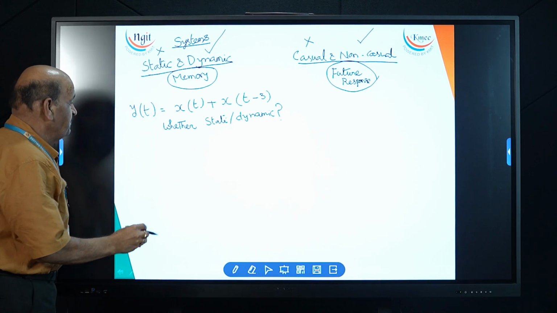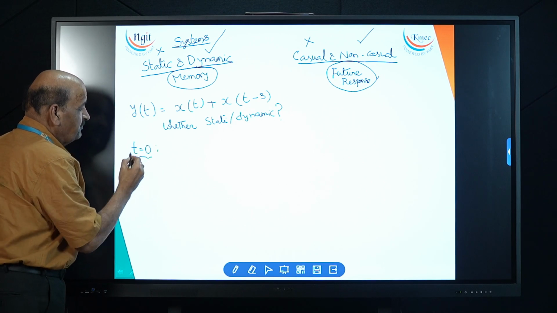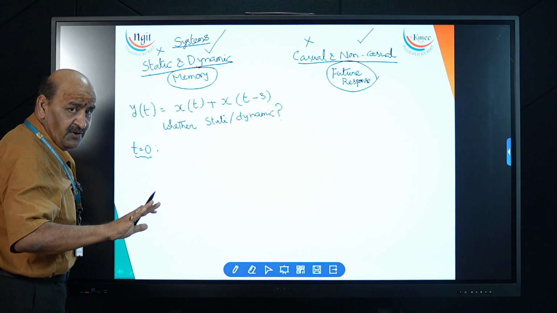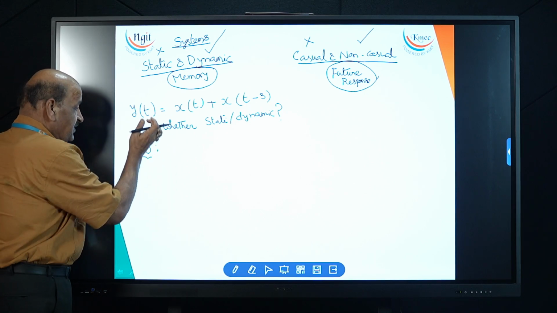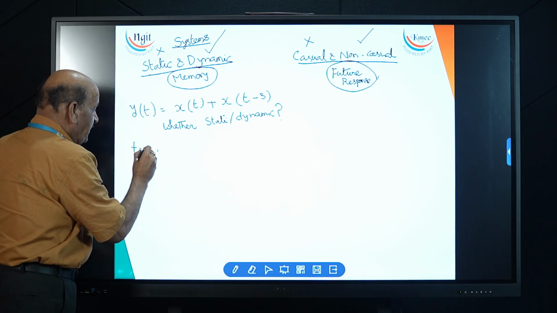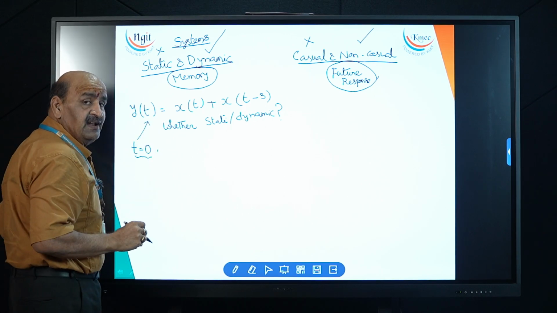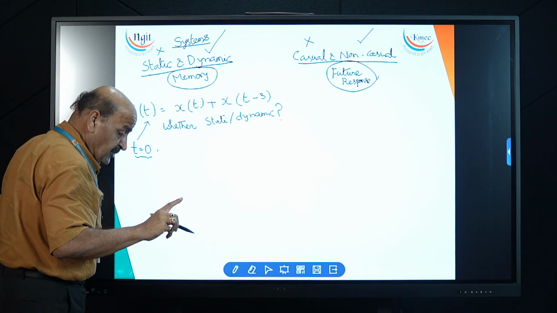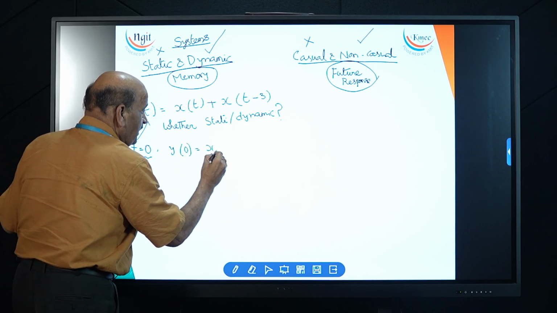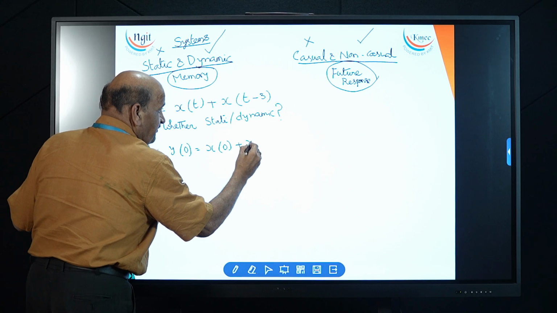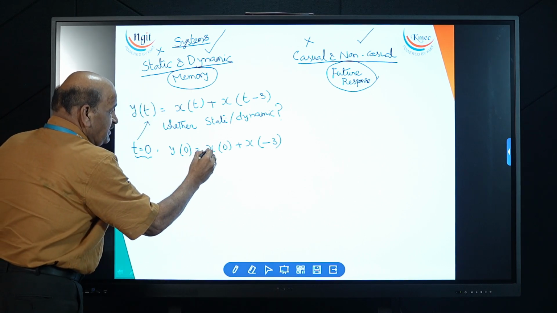For example, put t equal to 0, or 1 also; the choice is yours. t stands for time, at present time t equal to 0. Then substitute the same value of t in the given equation, wherever t is present. So here y of 0 equals x of 0 plus x of, putting t equal to 0, minus 3.